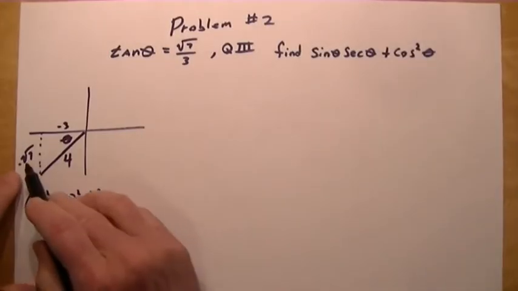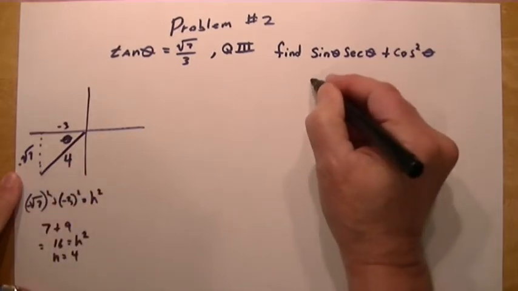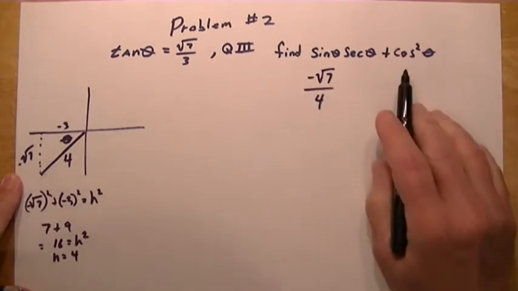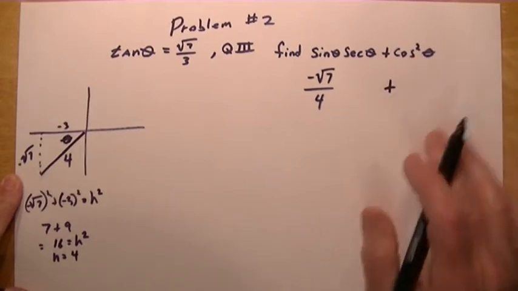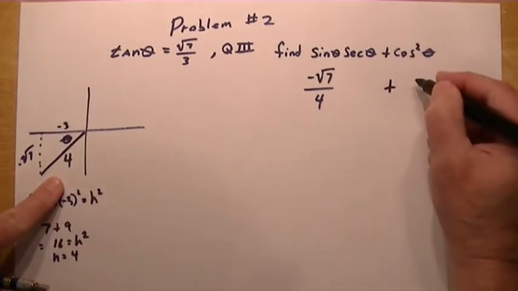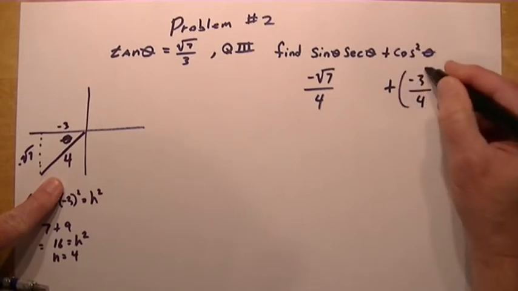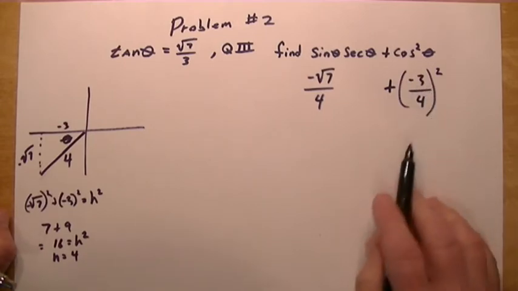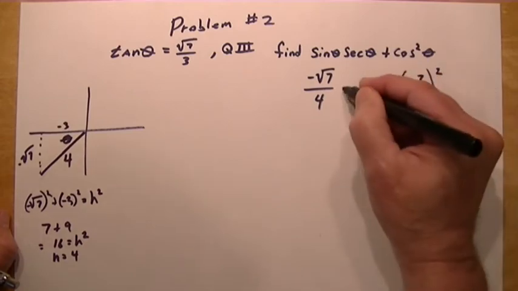Here we go. The sine is going to be the opposite over the hypotenuse. So, negative square root of 7 over 4. The cosine, remember we're going to square this, but the cosine is going to be negative 3 over 4. And we're just going to square that. And if the cosine is negative 3 over 4, then the secant is negative 4 over 3.